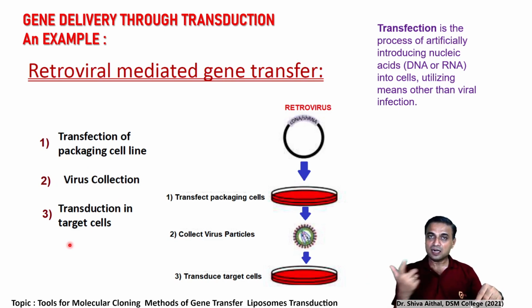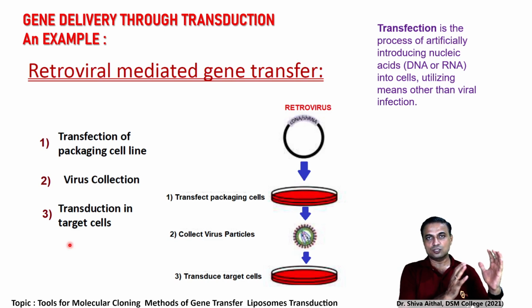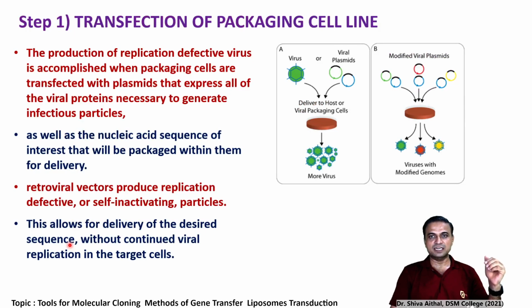The final part where it is introduced into the target, that is the human maybe, that is where transduction takes place. So let us see these three processes in a bit more detail. The first step is transfection of the packaging cell line. In this method, the production of replication defective virus can be accomplished.